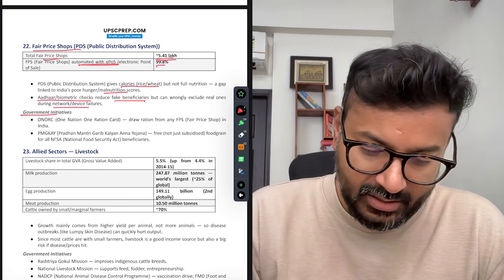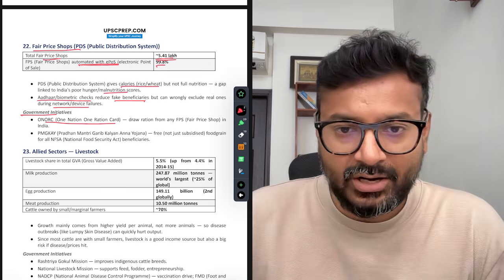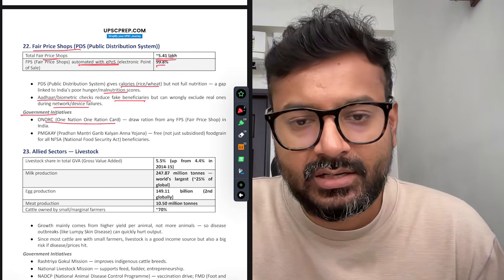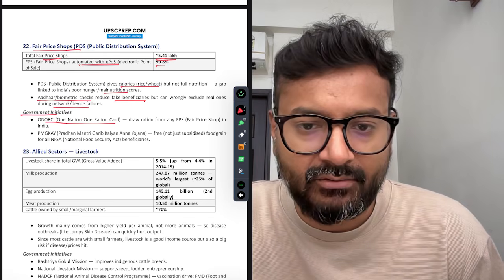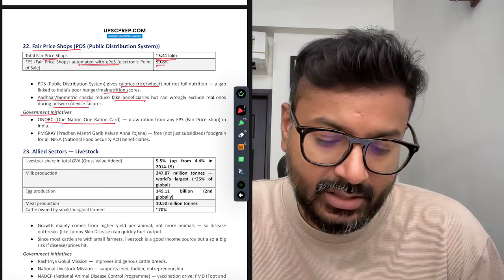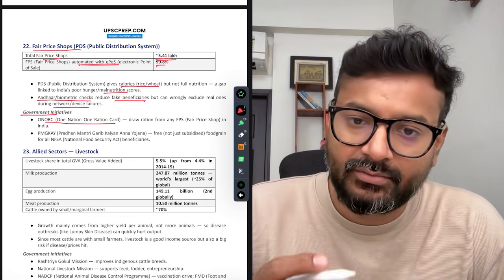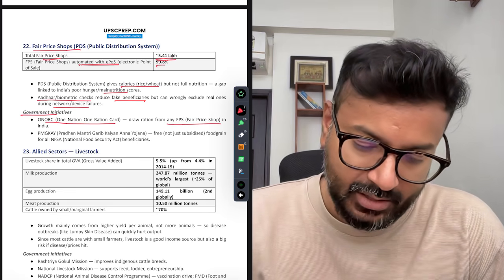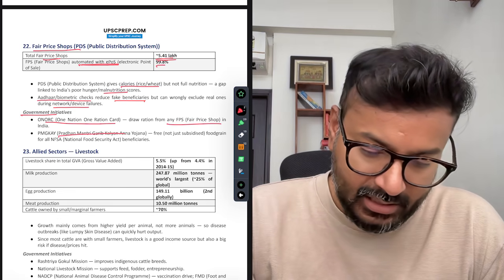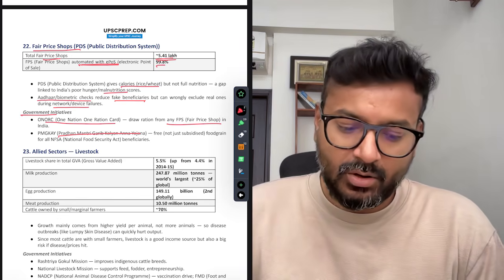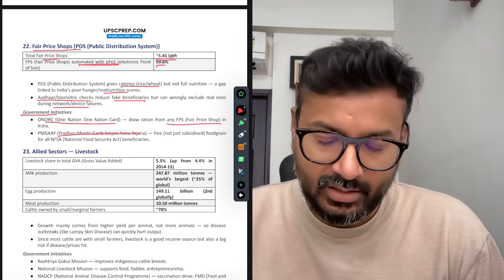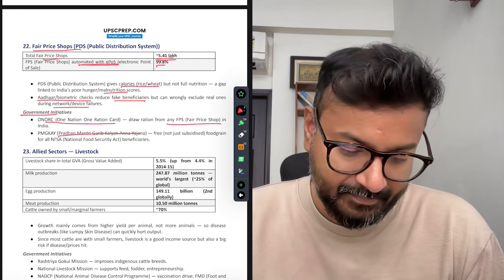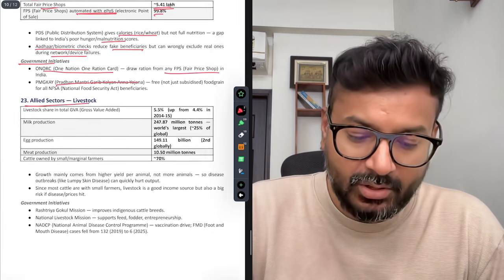What are some government initiatives here? One is One Nation, One Ration Card. Earlier, migrant workers would go to different states and work there, and they would not get access to fair price shops, but now they can. So if you have a ration card, you can get food grains from any fair price shop. Pradhan Mantri Garib Kalyan Yojana, we have already talked about, free food for the National Food Security Act beneficiaries. All right. Next, let's talk about the allied sector.